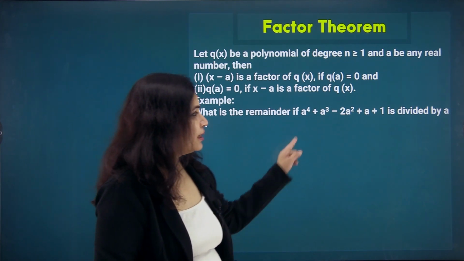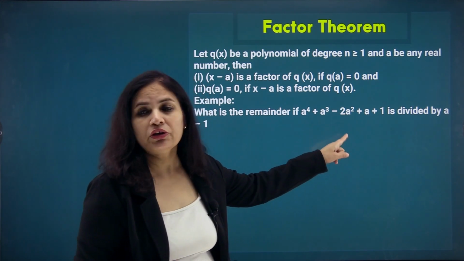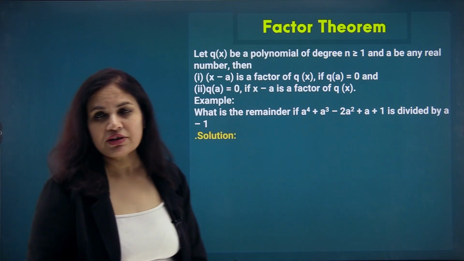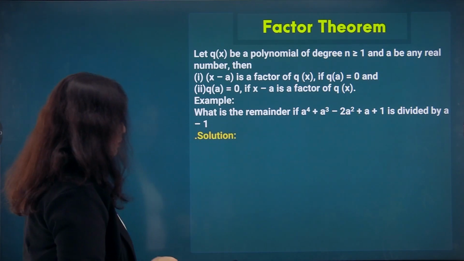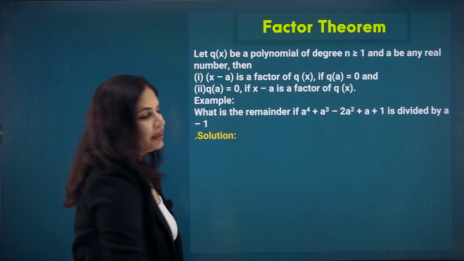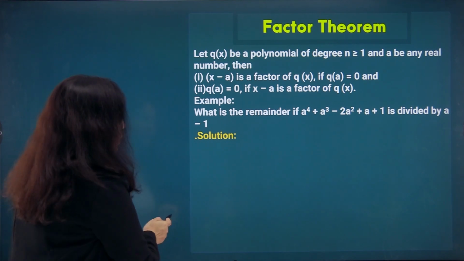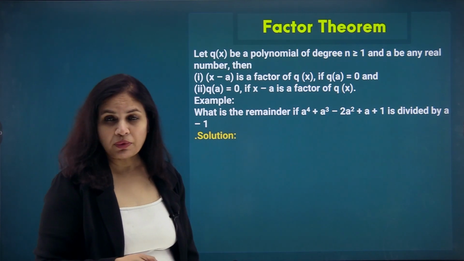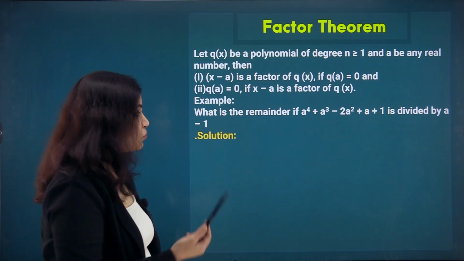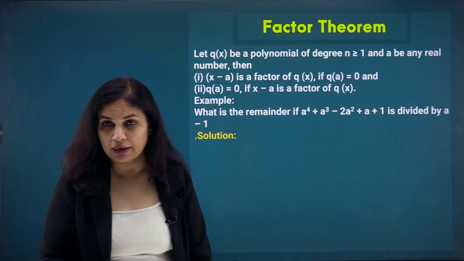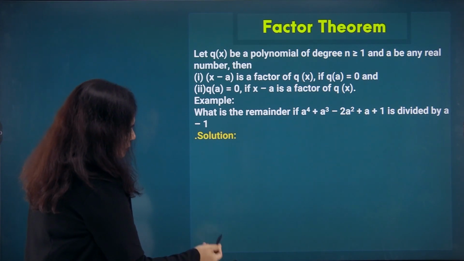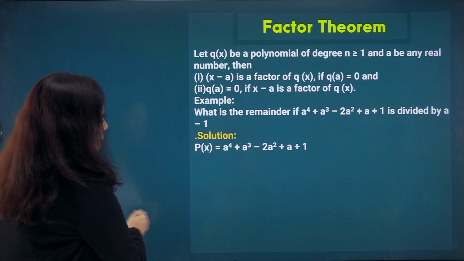What is the remainder if the given polynomial, the degree of the polynomial is 4, is divided by a minus 1? Here a minus 1 is a polynomial of degree 1 which is dividing a polynomial of degree 4. So, if a minus 1 divides, then as we discussed, what will happen? The root of the polynomial a minus 1, let us see what it will be. The root of the polynomial a minus 1 will be 1.